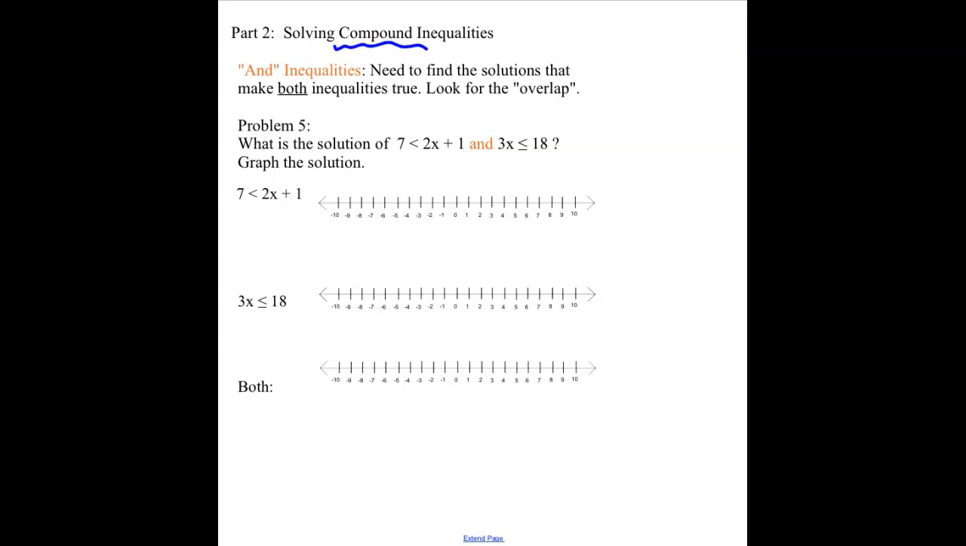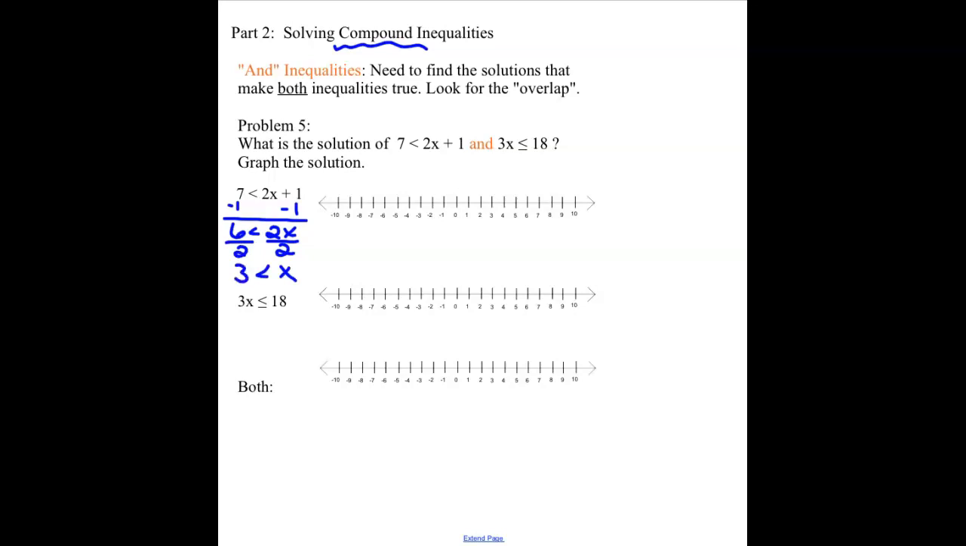So in our first example, what is the solution of 7 is less than 2x plus 1 and 3x is less than or equal to 18? We need to graph and find the solution for x that fits both of those statements. So we're going to solve them separately for this first one. To get x by itself, we're going to subtract a 1 first. Then we have to deal with the 2 that's getting multiplied, so we're going to divide that out.